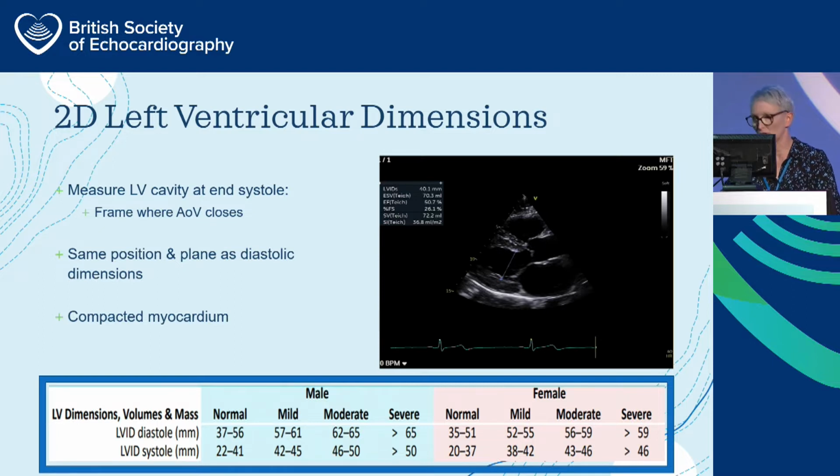So on the slide, just for your reference, I've popped the reference ranges. You'll note that we grade the dimensions from normal to severe and correct them for gender, but we don't index to body surface area for dimensions.